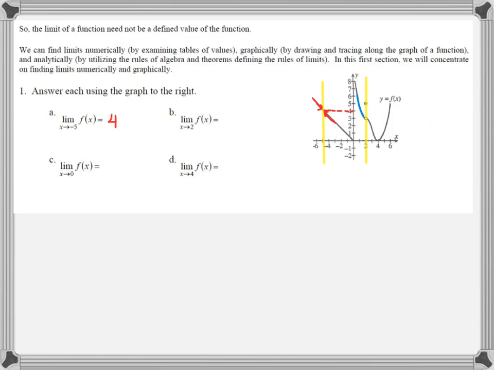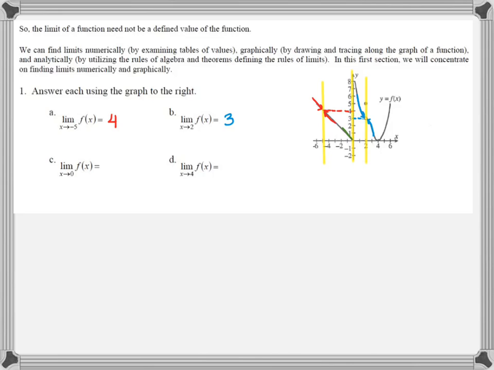Part B, I'm looking at 2. So I go to 2 and I'm looking along that yellow line at 2. From the left-hand side, I'm going towards 3. From the right-hand side, I'm also going towards a y value of 3. Since both sides are going to 3, my limit as x goes to 2 is 3.